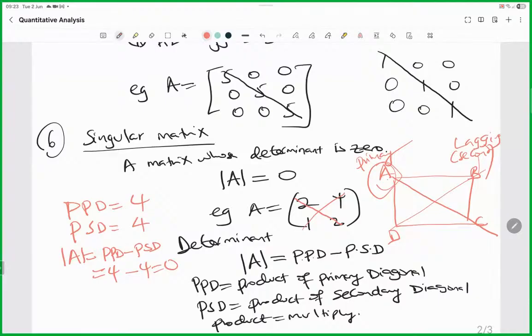Any matrix whose determinant is 0, we call it a singular matrix. And as we shall be seeing later on, singular matrices do not have inverses. Singular matrices don't have inverses, no inverse.